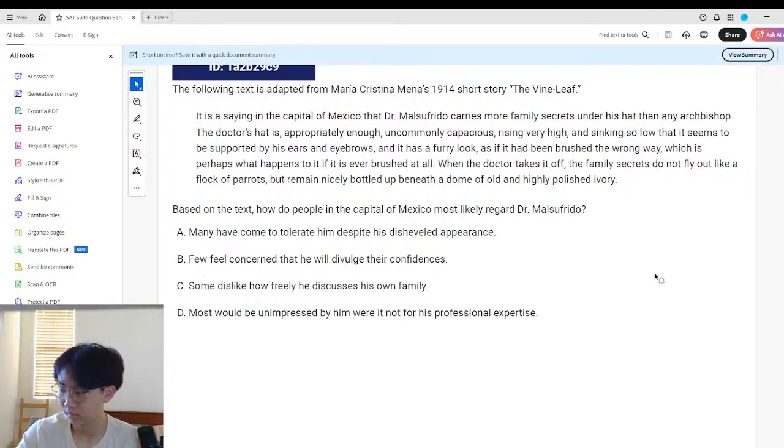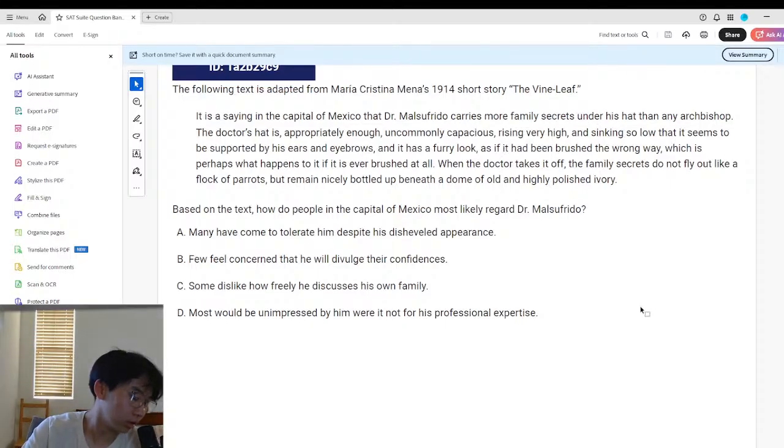Okay, C is not correct. The text actually says the opposite of this answer choice. Okay, Dylan, what about D? It's probably not D. It doesn't talk about his professional expertise. I'm leaning towards B here.